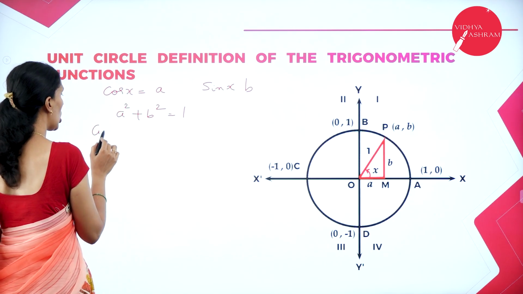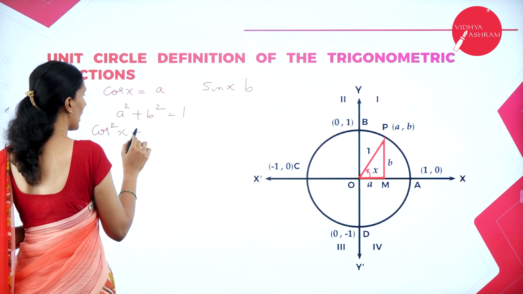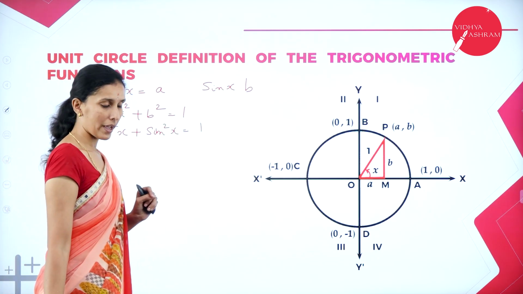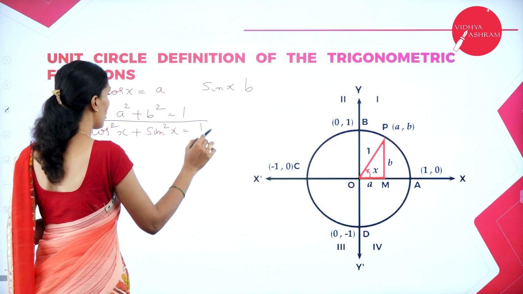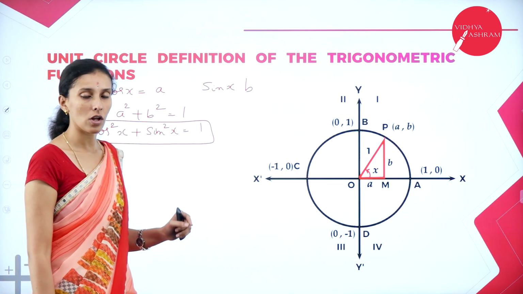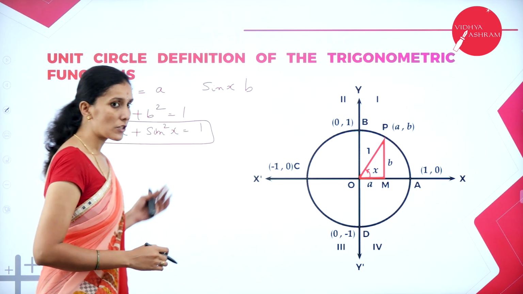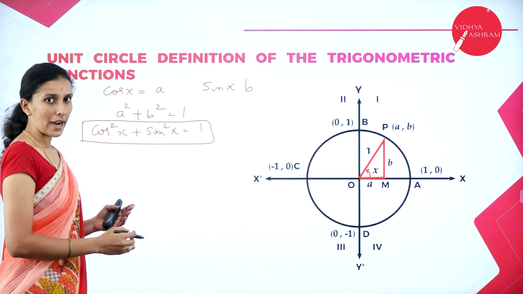What is your a? Cos square x, and b is sin square x, which is nothing but sin x whole square. So this is the standard identity of a trigonometric function, that is cos square x plus sin square x is equal to 1. Similarly, we can also write the other trigonometric identities.